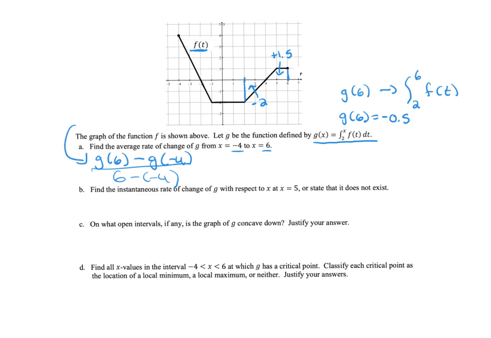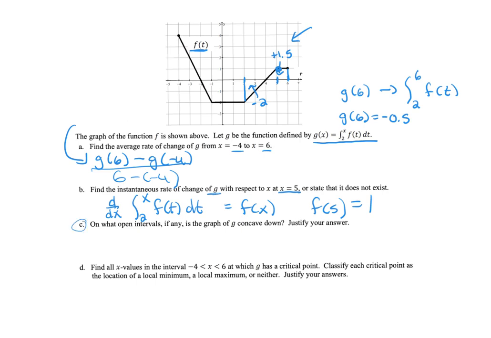Okay, instantaneous rate of change with respect to x, so of g. That just means take the derivative. So if you're taking the derivative of an integral of an accumulation function, think about what you would do. The derivative is just f of x, and then plug in 5. So what is f of 5? Well, this is your f function. So f of 5 is just the y value. It's just 1.